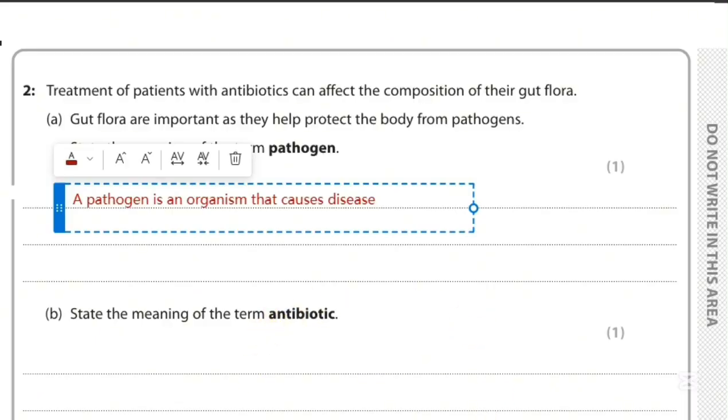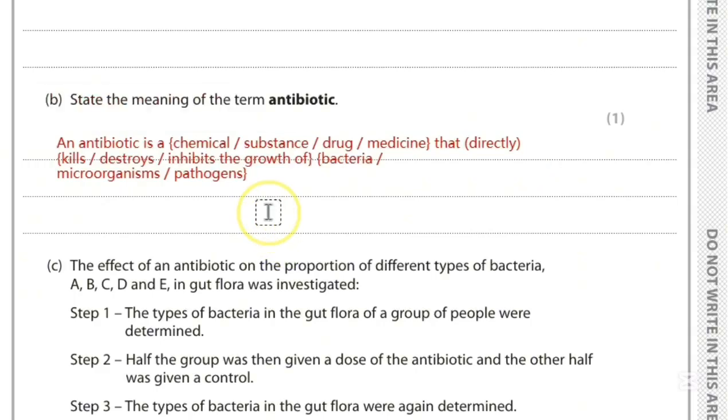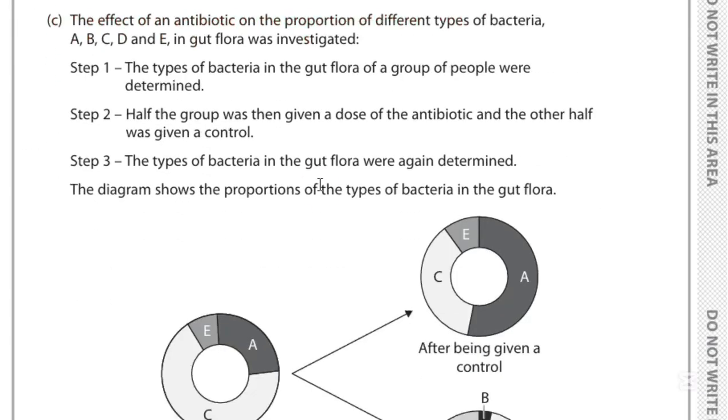What does antibiotic mean? Antibiotic is any kind of drug or medicine that directly kills or destroys any kind of microorganism or bacteria which is growing in your body. Okay, so now let's see the answer. An antibiotic is a chemical substance or drug medicine that directly kills or destroys or inhibits the growth of bacteria. Okay, bacteria or microorganisms or pathogen. So now let's move on to the next question.